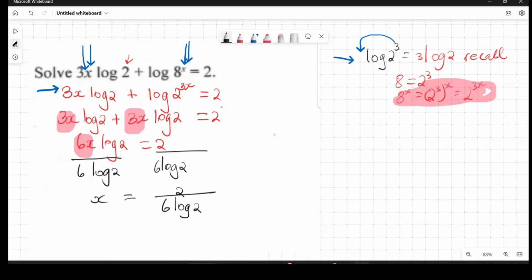And if you want to break it down some more, you could say 2 into itself 1, 2 into this 6, 3, and you are left with 1 over 3 log of 2. And definitely, this could go on your calculator, and you get an answer for that.